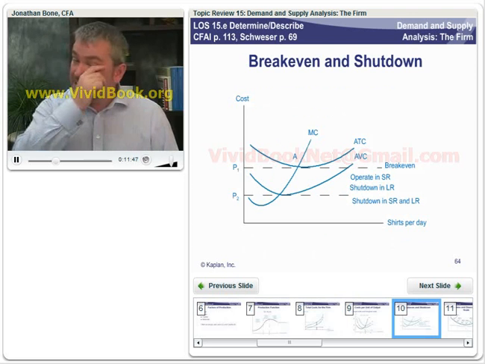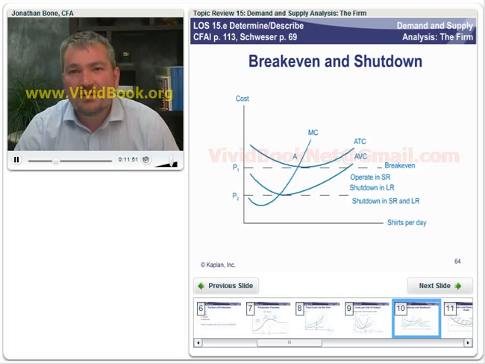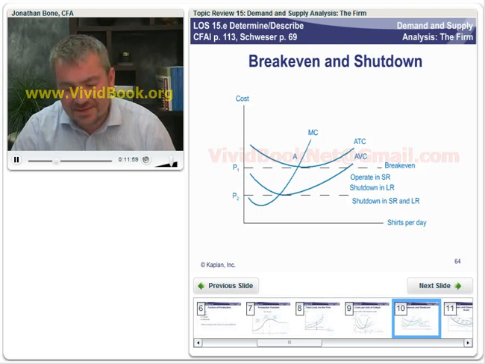Break even and shutdown. Now remember, we said that in the short run, fixed costs are unavoidable. Whether you produce 100 units or 0 units, you have the same fixed costs. And as a result, they're irrelevant for decision making in the short run. So notice we've got our marginal cost curve here, the additional cost of producing one extra unit.